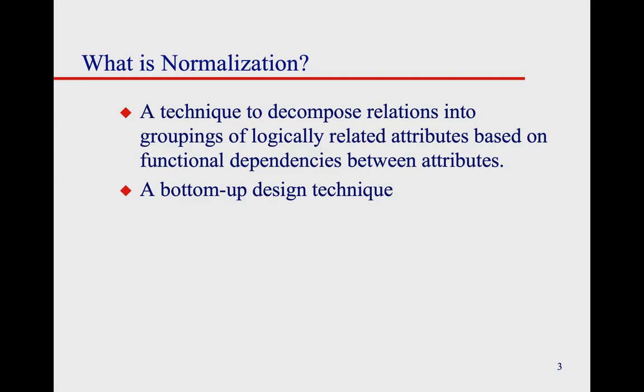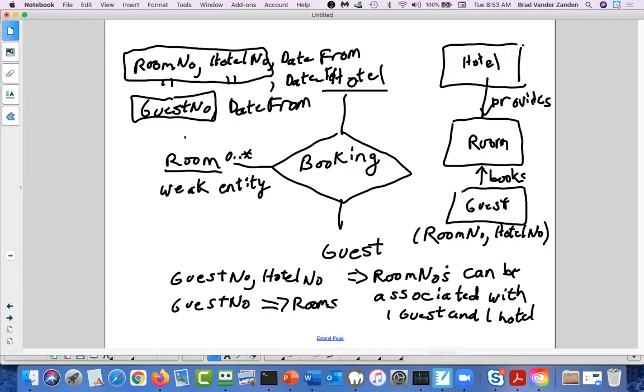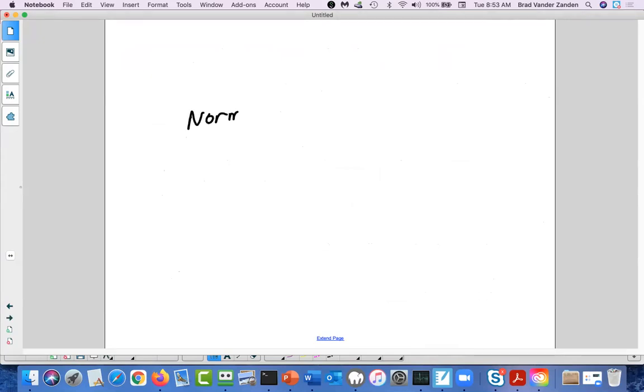And generally, what you're doing is decomposing into entities, but we're going to see sometimes that it is decomposing into a multi-valued attribute or something else. It is attempting to minimize the likelihood of introducing inconsistent data into the database by minimizing redundancy. In particular, normalization is trying to ensure that descriptive attributes are only stored once.